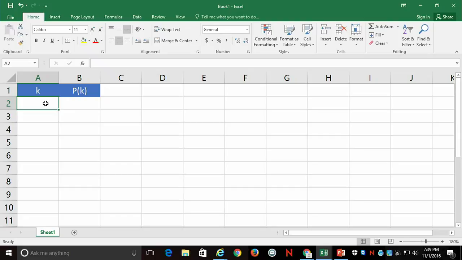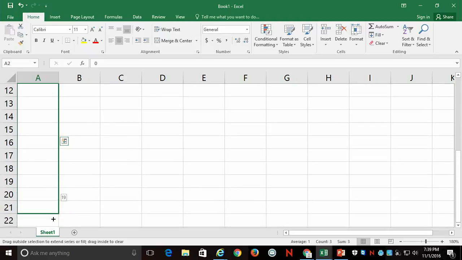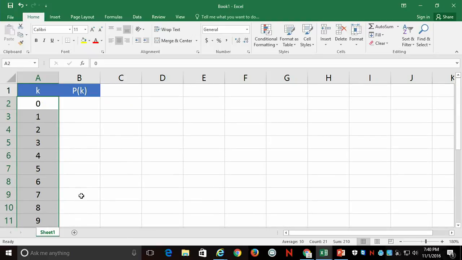And let's do 0, 1, 2, and let's go down to, I don't know, 20. Highlight that area and drag, and it should recognize that you're trying to fill a sequence. So it should put 0 to 20 in there. If you just type 0, 1, then highlight 0, 1 and go to the corner and drag down, it'll recognize you're doing a sequence, and it'll autofill that.